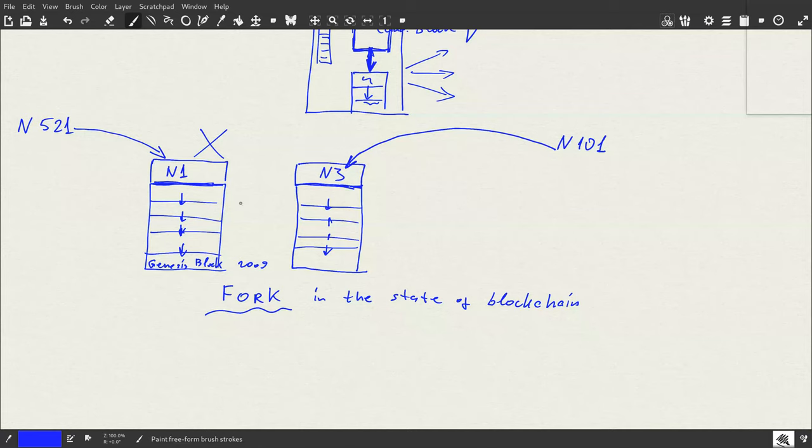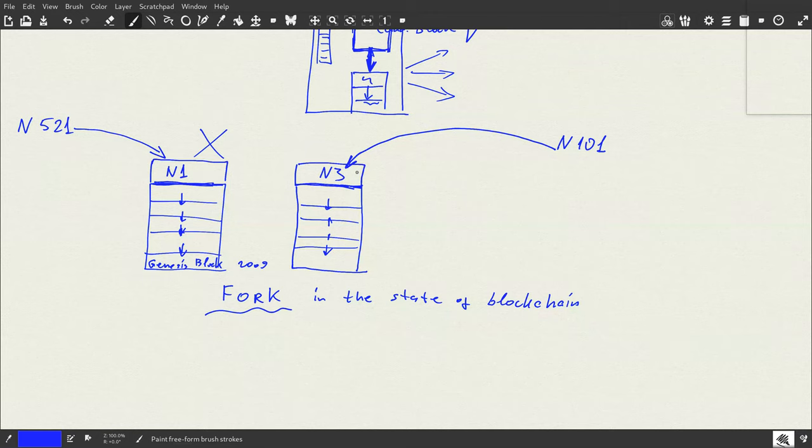Again, the fact that N1, for example, is now abandoned doesn't mean that all transactions which were put into N1 are lost, because most of the transactions which are in N1 are also in N3. They are not identical, but probably most of the transactions are in N3. So that's how, in general, this fork resolution works.